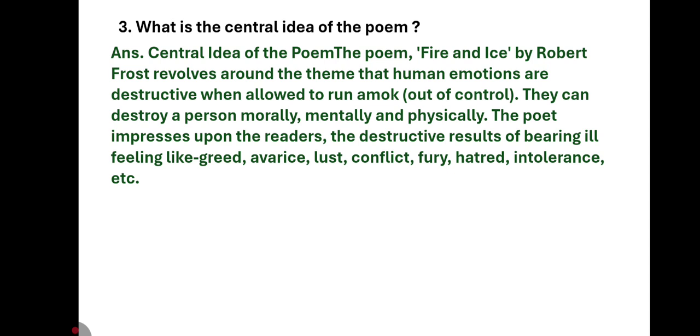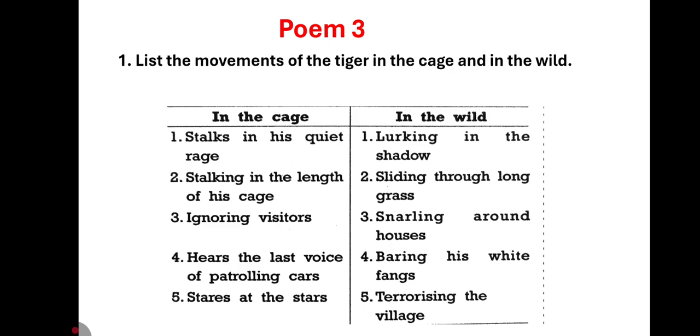What is the central idea of the poem? The central idea of the poem Fire and Ice by Robert Frost revolves around human emotions being destructive. They can destroy a person morally, mentally, and physically. The poet impresses upon the readers the destructive result of bearing ill feelings like greed, avarice, lust, conflict, fury, hatred, and intolerance. Okay? Next.